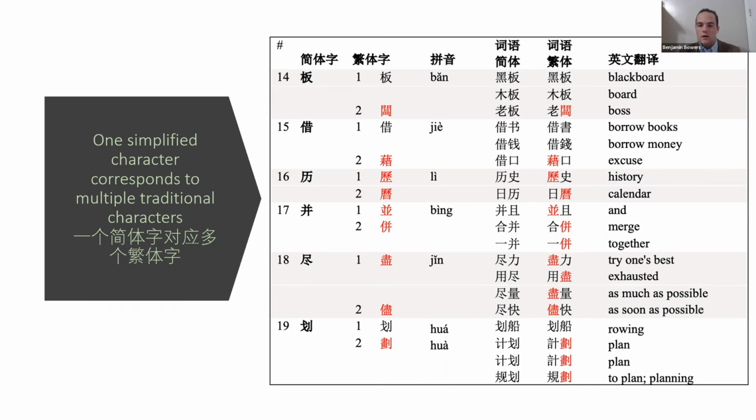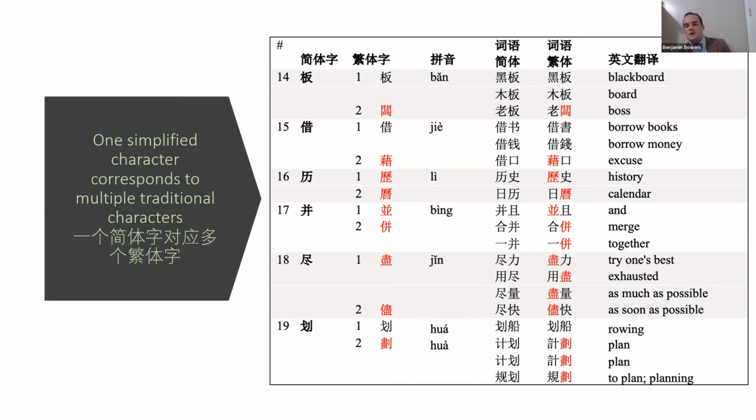19 we have 划,划船. And our fourth tone, 划, there's two here. Well, we have 计划 and 规划. So I'm just reading these off. But when you're going through these, be sure to be thorough in how these differ from traditional and simplified.